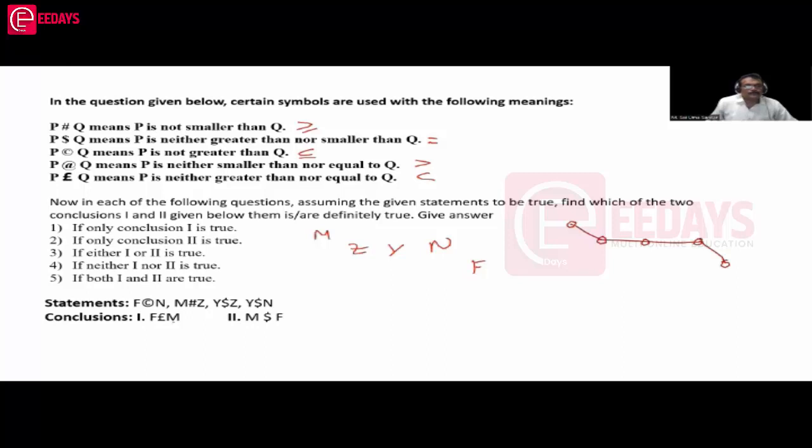F pound M, F is less than M, is it valid? Here F is here and M is here. Okay, F is bottom and M is upper. What about this value? Must be less than or equal to M. Why? Because there is no vertical line between M and F. Leave it. M dollar F, dollar means equal to F. See, this is another important point.